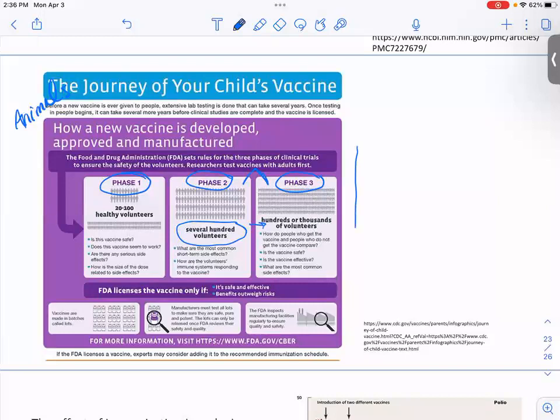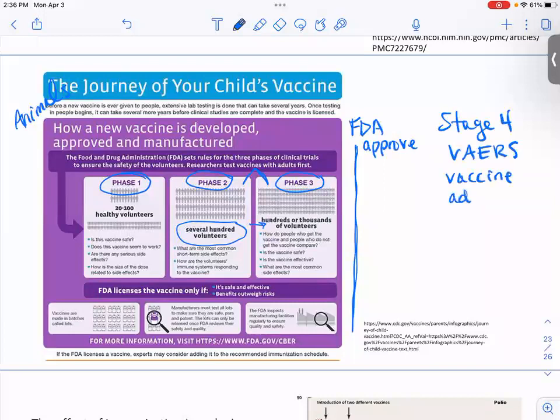And then an independent advisory council, not the manufacturer of the vaccine but an independent group, looks at the data and decides whether it should be approved. The FDA will take the input from this advisory council and decide to approve or disapprove it. And then after that, there's really a stage 4. We call that the VAERS stage. That stands for Vaccine Adverse Effects. What does the R stand for? I'm blanking on that. Reporting system.